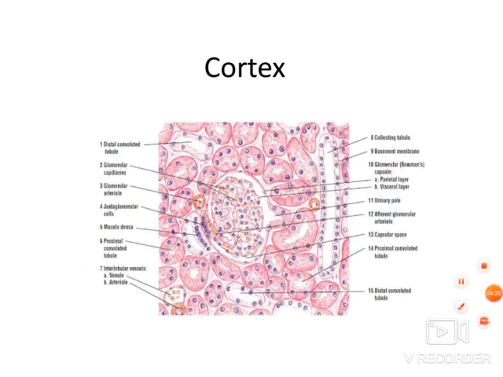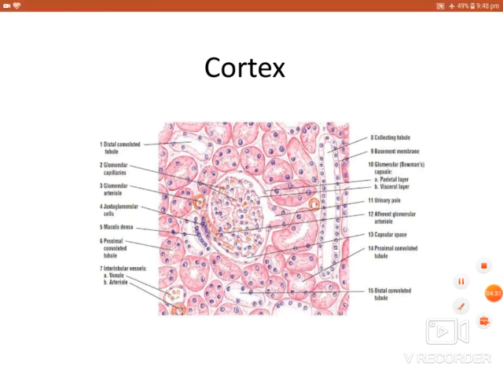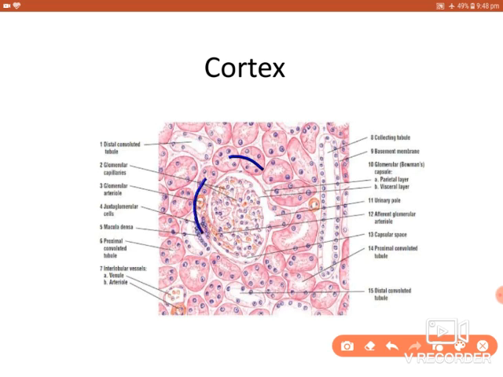Then this is the high power view of the cortex of the kidney. Here you can see the renal corpuscle. These are the tubules. This is the deeply stained one, these are the proximal convoluted tubules. See the cuboidal cells with brush border, these microvilli, brush bordered cuboidal cells, with a small lumen. See the distal convoluted tubule, simple cuboidal cells, round nucleus in the center, large lumen.